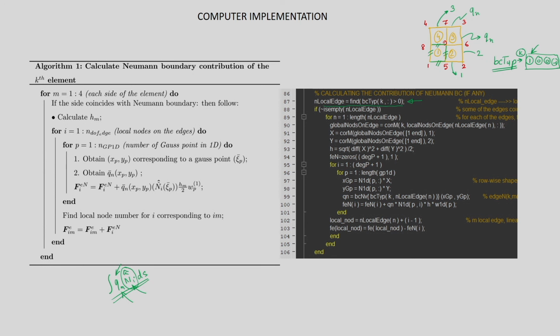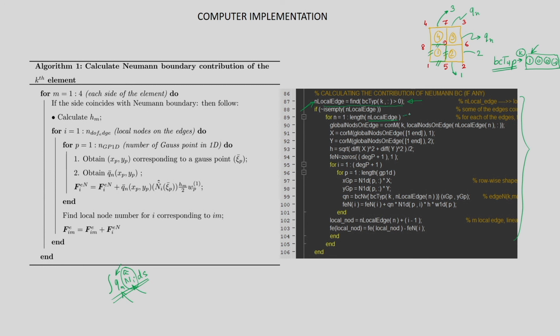So, how it has been incorporated here is we loop over all the edges, all the edges where we found that the kth element coincides with the Neumann boundary, right. So, then what do we do? We go to each of these edges individually. Just note down one thing, this piece of code is still inside the element loop, k equal to 1 to the total number of elements. This piece of code is still inside that kth loop. So, we are doing everything for the kth element.